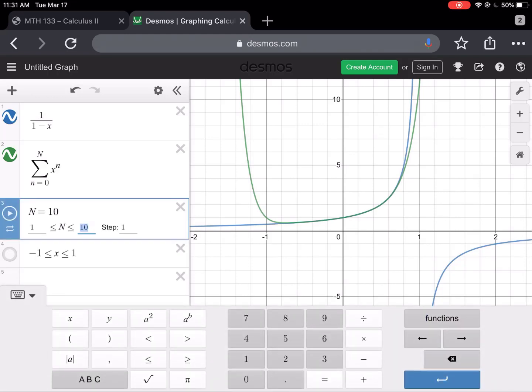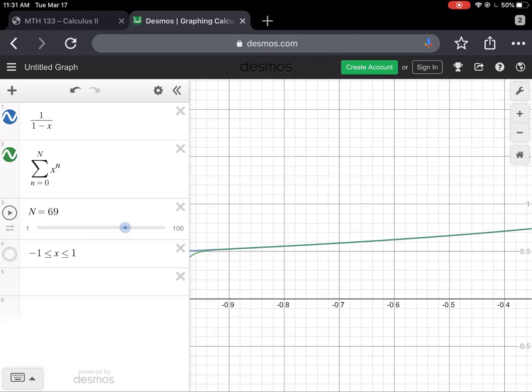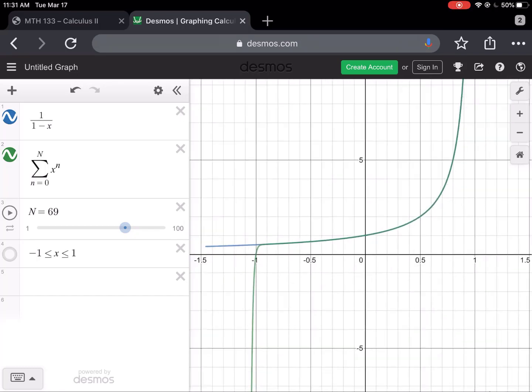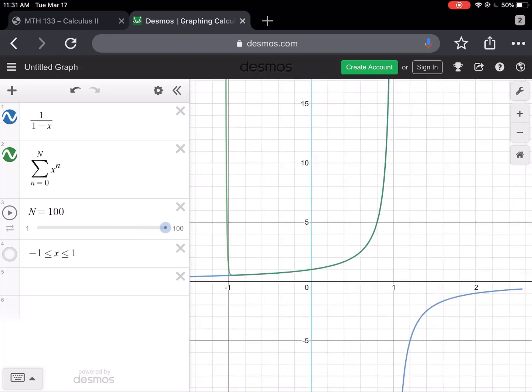But for fun, let's go ahead and up this. Instead of just going up to 10, let's allow it to go up to 100. So we can see that our green function and our blue function are getting closer and closer. Of course, if we zoom in on any of these things, we can see that they are slightly different. And so for the first 100 or so, we get something like this.